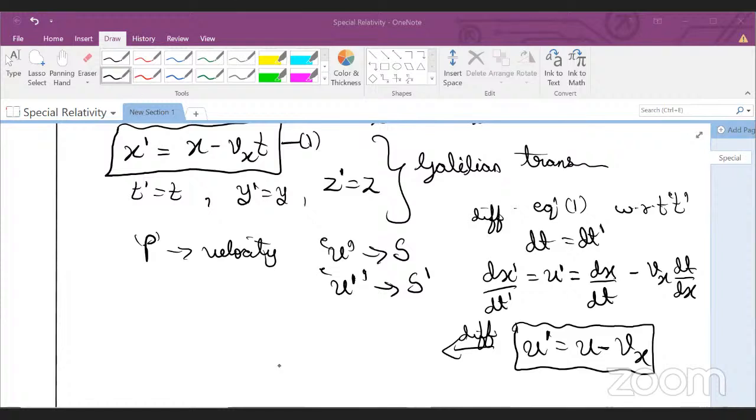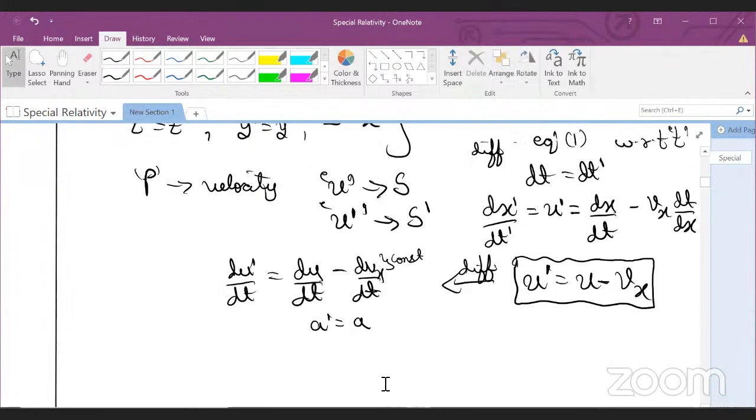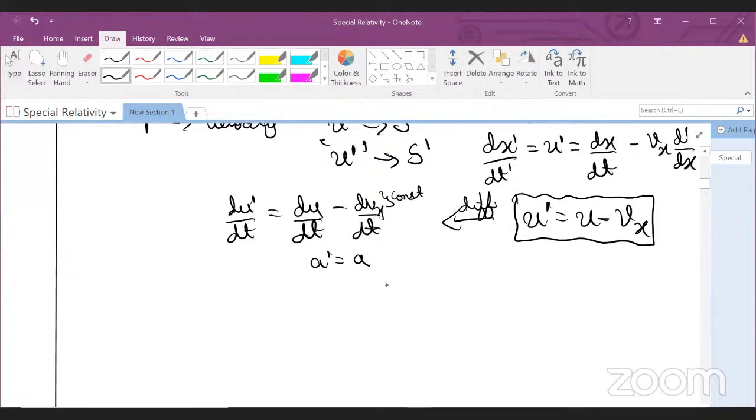Yeah, you're right. So it will be du dash by dt equals du by dt minus dvx by dt. Now dvx is a constant, so this is constant, right? So it will be 0. So we get a dash equals a. Now if we just multiply both sides of the equation with mass m of the particle, we get ma dash equals ma, or f dash equals f equals ma, right?